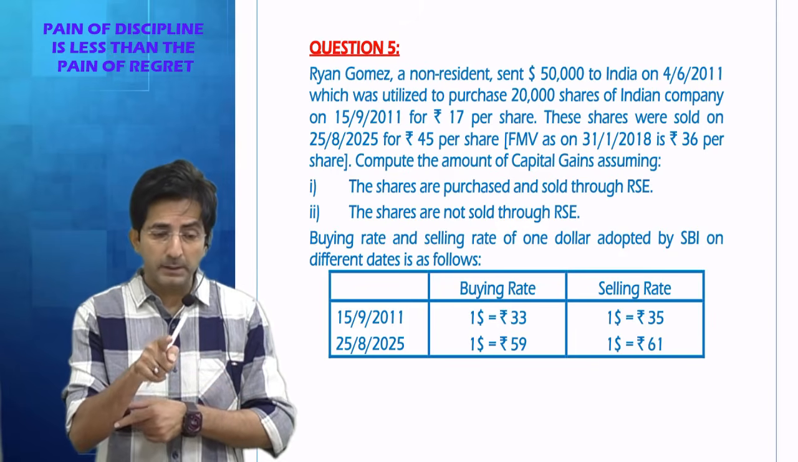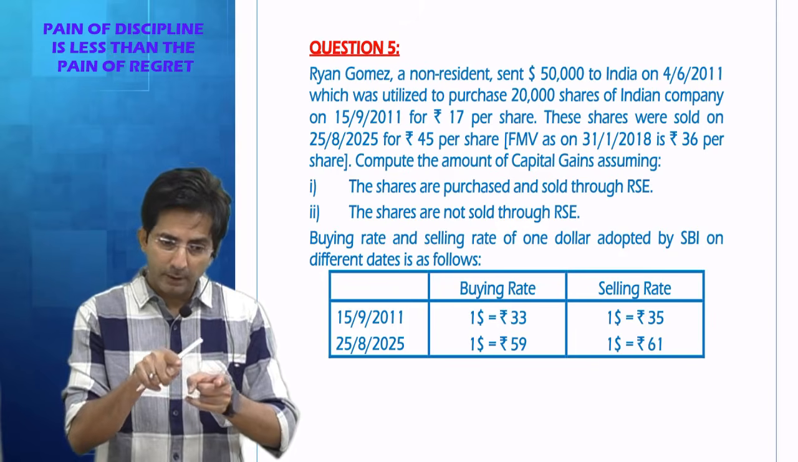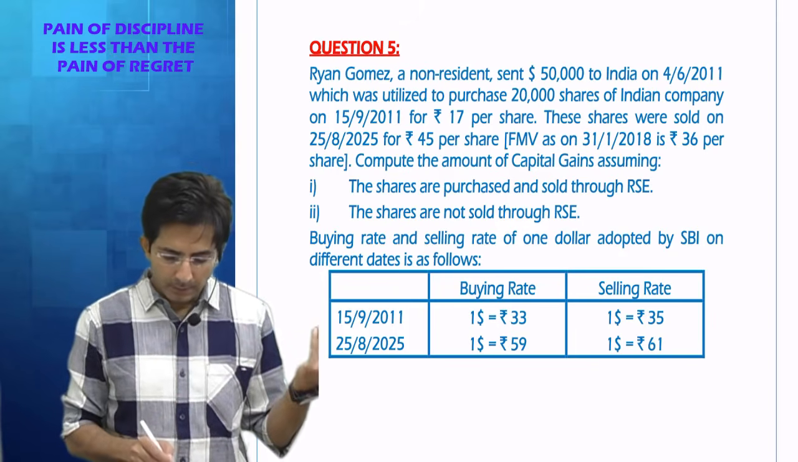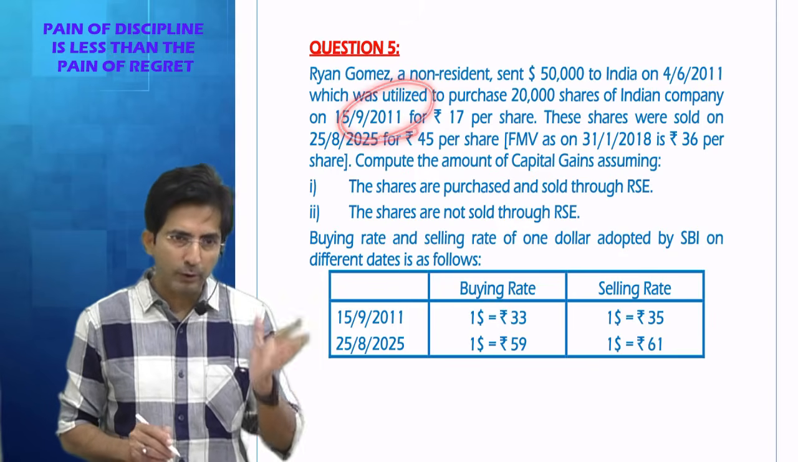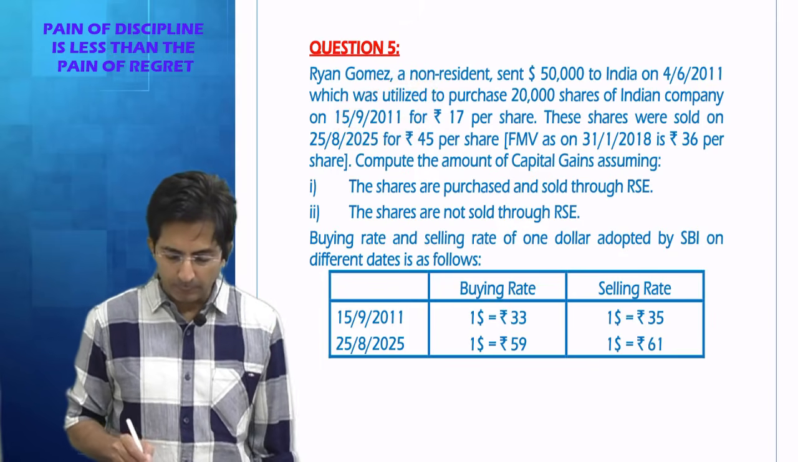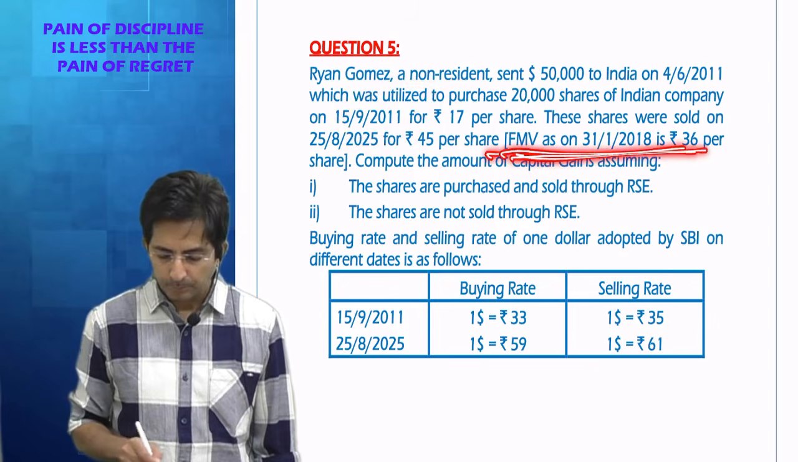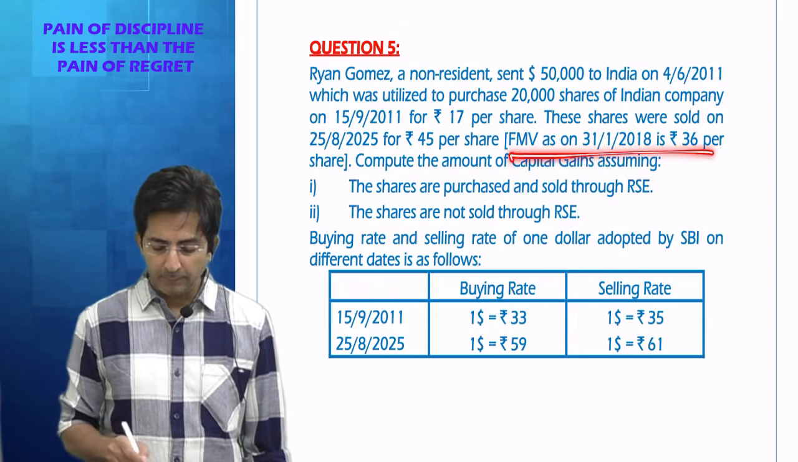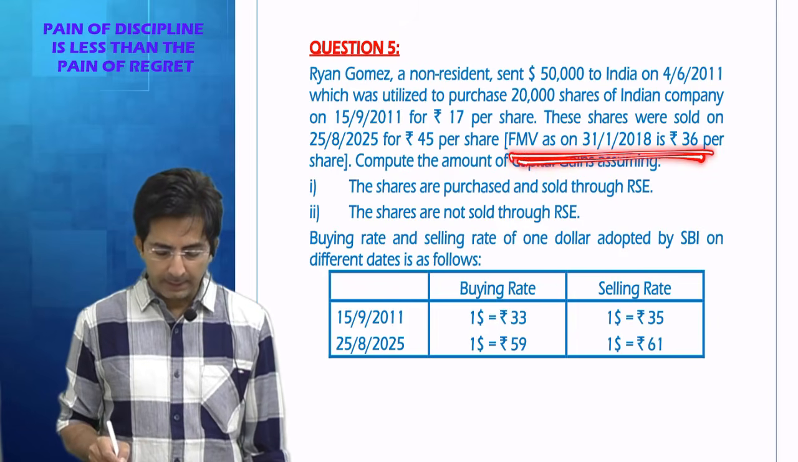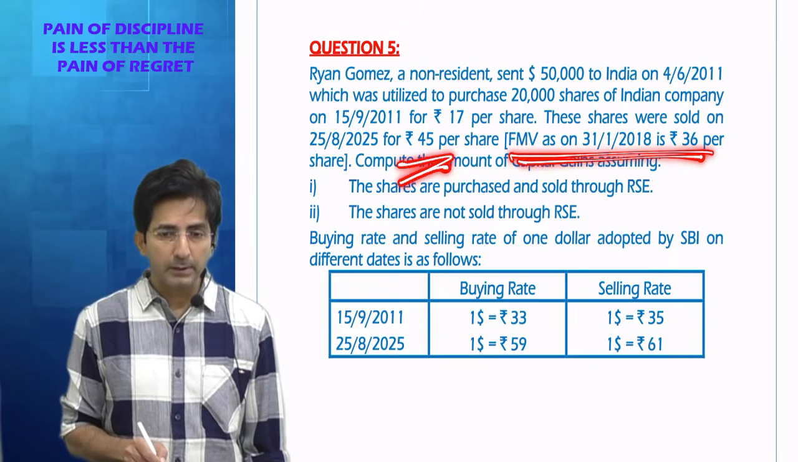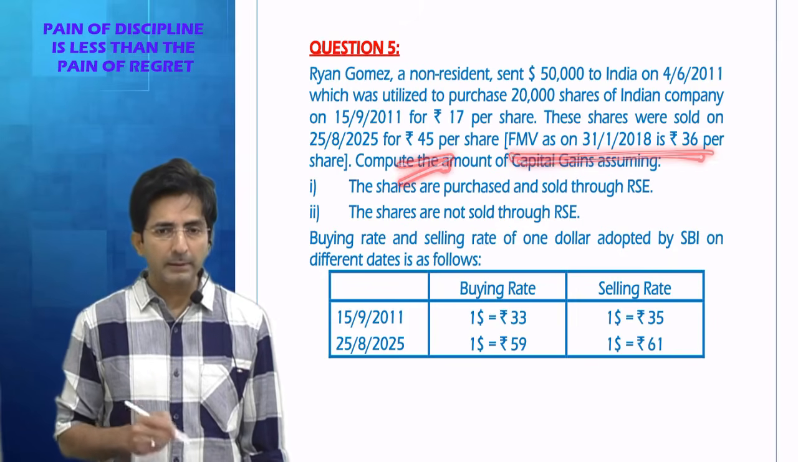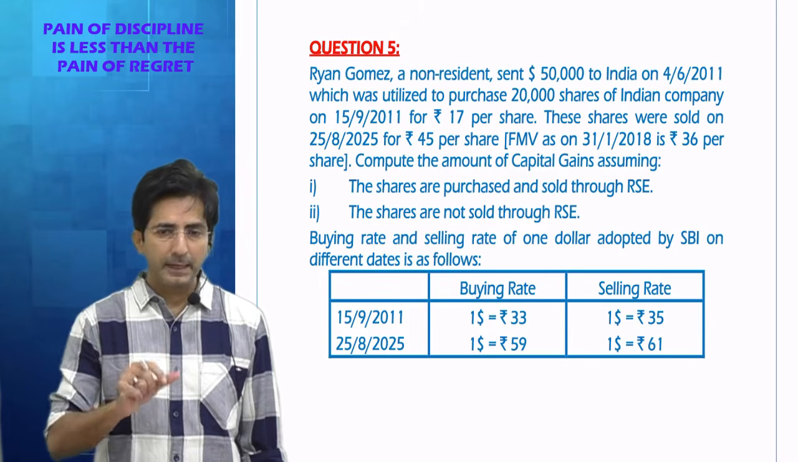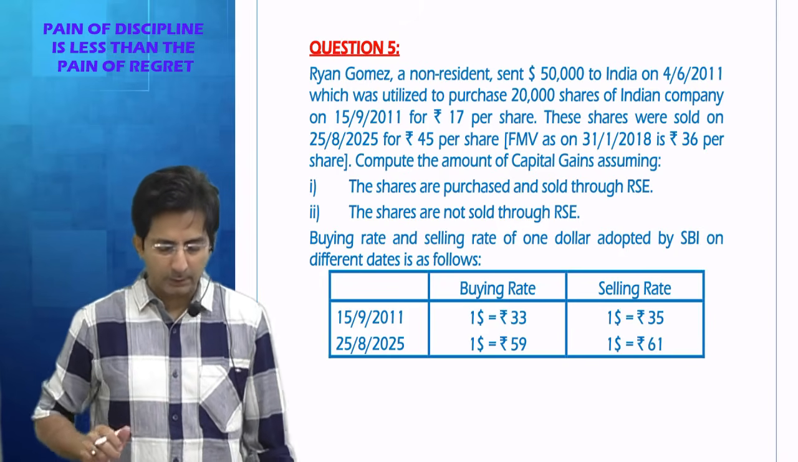An old investor means invested on or before 31st Jan 18. So here Ryan Gomez is an old investor, so we will do grandfathering. And for grandfathering they are given this FMV also. How do you find grandfathered cost? Compare FMV with the sale price, whichever is lower, and then compare with actual cost, whichever is higher. That is the formula for grandfathered cost.